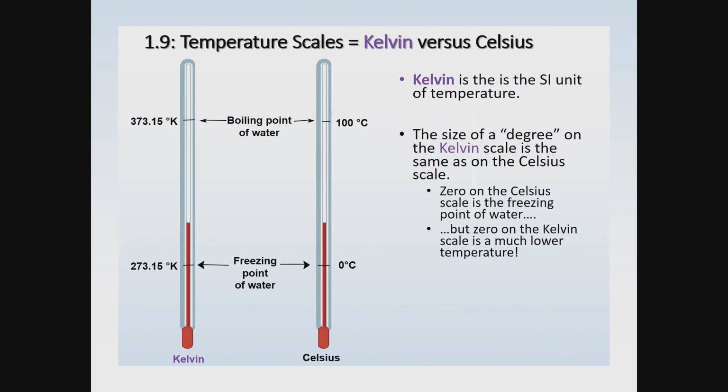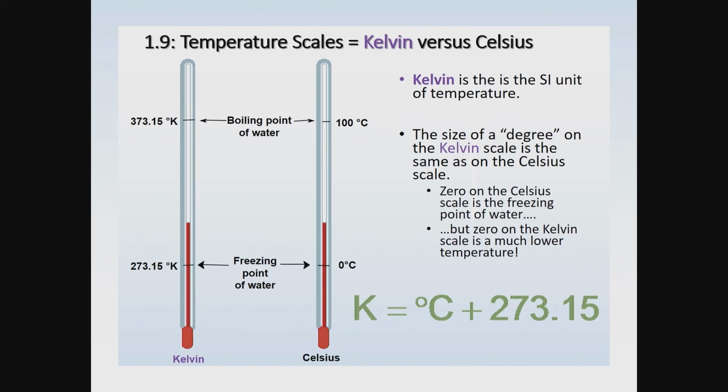And then he put 100 degrees between 0 and 100, between the freezing point of water and the boiling point of water. So it's a pretty simple scale. Now, the Kelvin scale is actually pretty simple also, because all you have to do, if you have a Celsius temperature, is add 273.15 degrees to it to get a Kelvin temperature.